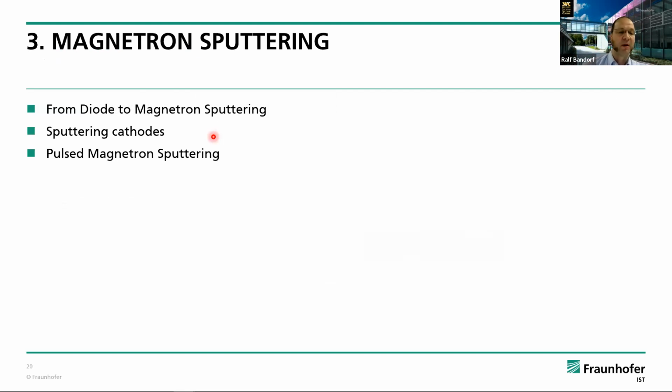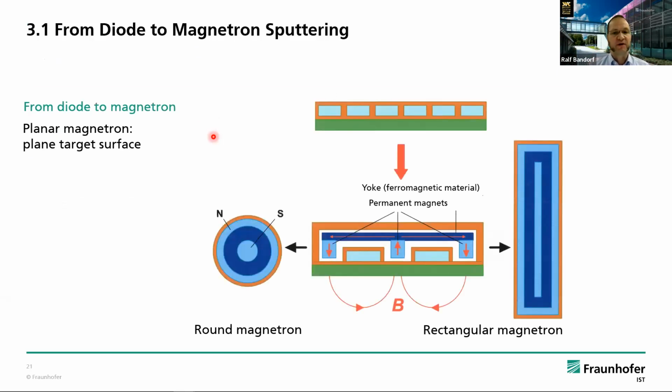So we are moving from the diode. We have the diode that you've seen before, the schematic of the diode, and we add a yoke, we add permanent magnets and a magnetic arrangement. This could look like what you've seen here in a round magnetron, or you can have linear shaped magnetrons. There can be different design configurations of your sputtering sources that you can use and utilize.